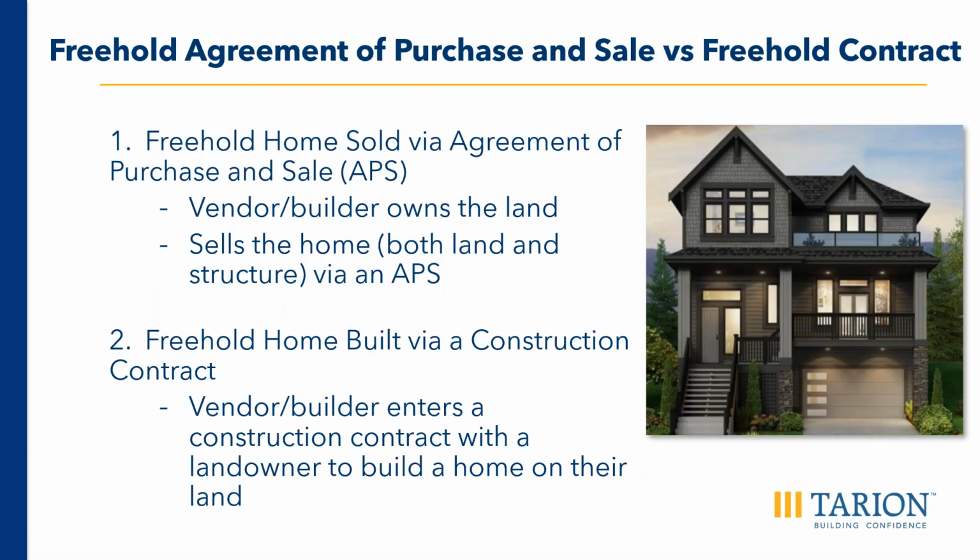Before we review the terms and conditions letters, we wanted to review how Tarion defines what a freehold agreement of purchase and sale is and what a freehold contract home is. A freehold agreement of purchase and sale home is a single family built home built under Part 9 of the Ontario Building Code that is not tied to a vacant land condominium or a common elements condominium corporation, where the vendor builder owns the land, constructs the home, and sells the home via a freehold agreement of purchase and sale.